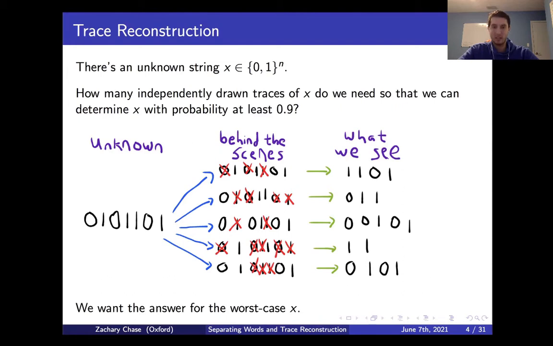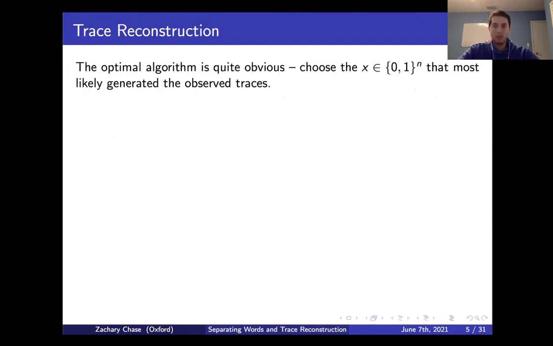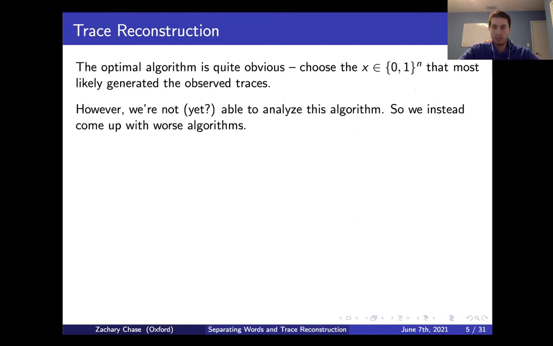So the optimal algorithm is actually quite obvious. You choose the x that most likely generated the observed traces. The fact that this is optimal holds in a much more general hypothesis testing setting. But the issue is that we're not able to analyze this algorithm. So we instead come up with worse algorithms.